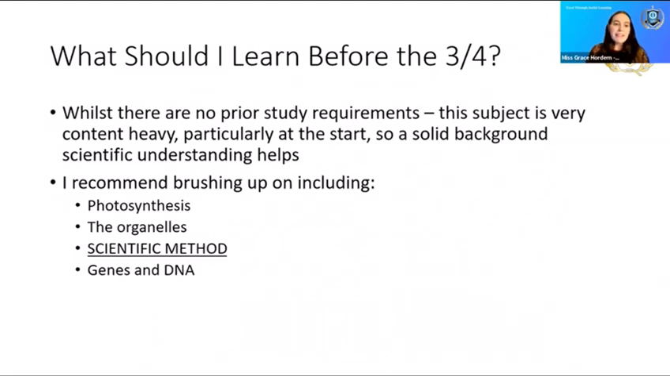Some of the key topics that I really recommend brushing up on before you jump into it are: 1, photosynthesis; 2, the organelles; 3, and this is a big one, the scientific method. And definitely this is the one that I think is really worth paying the most attention to.